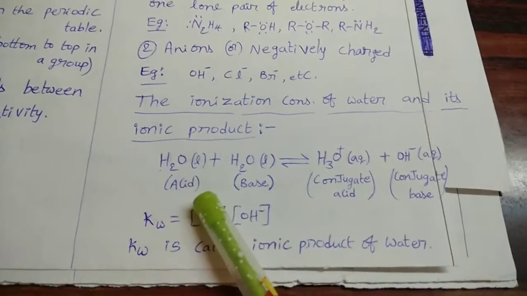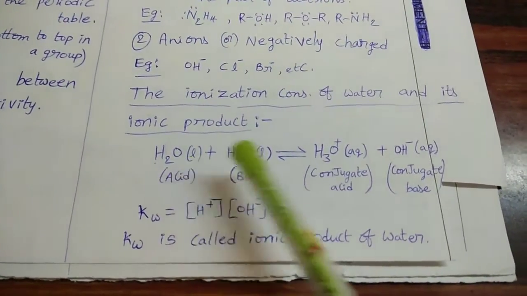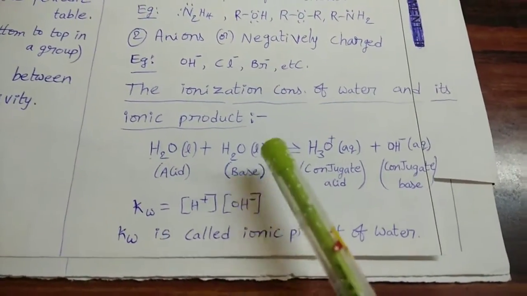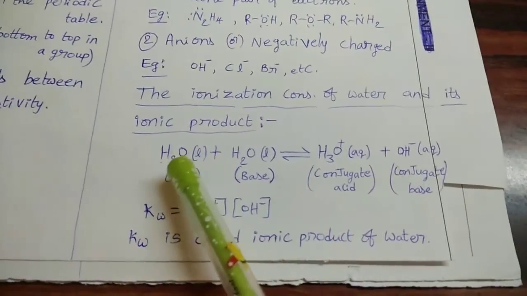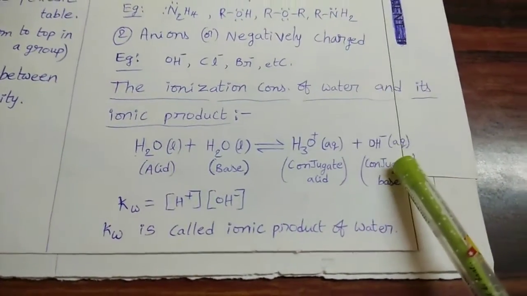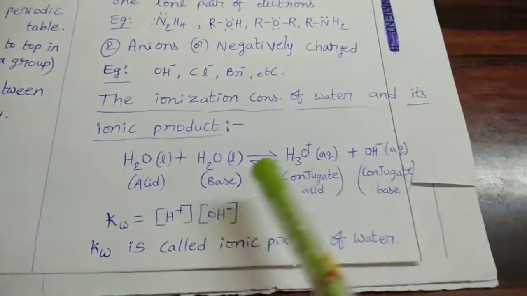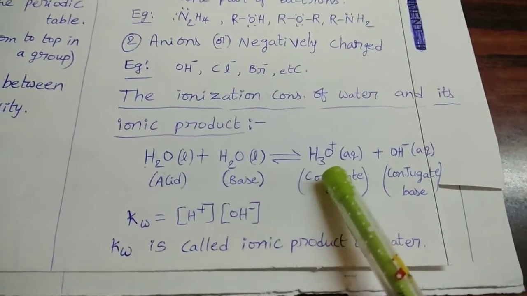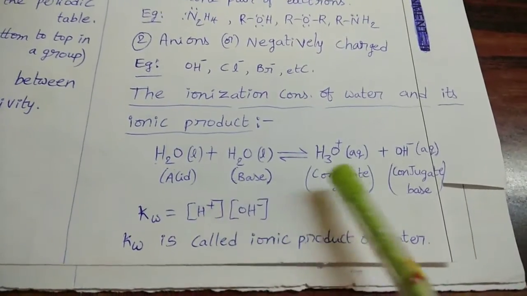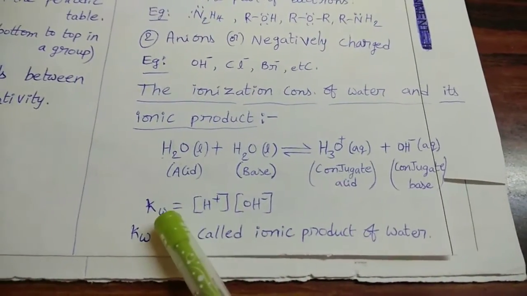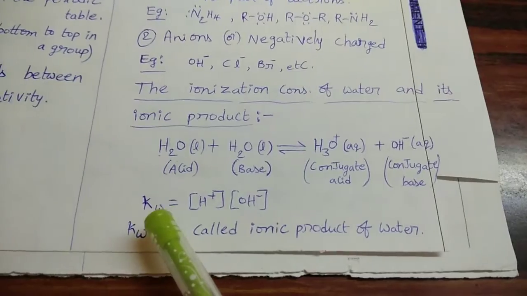This H2O molecule acts as acid, so it can donate proton. This molecule acts as base, so it can accept proton. By donating proton, it is changed to OH minus. It is acid, this is its conjugate base. By accepting proton, it is changed to H3O plus. It is base, this is its conjugate acid. Now, ionic equilibrium.